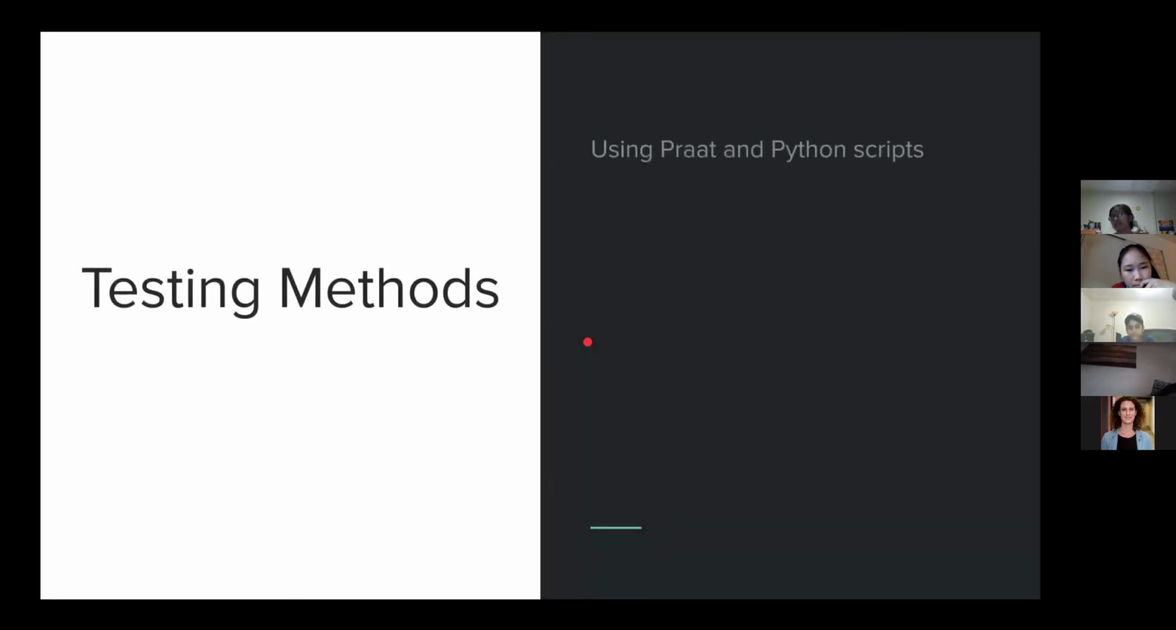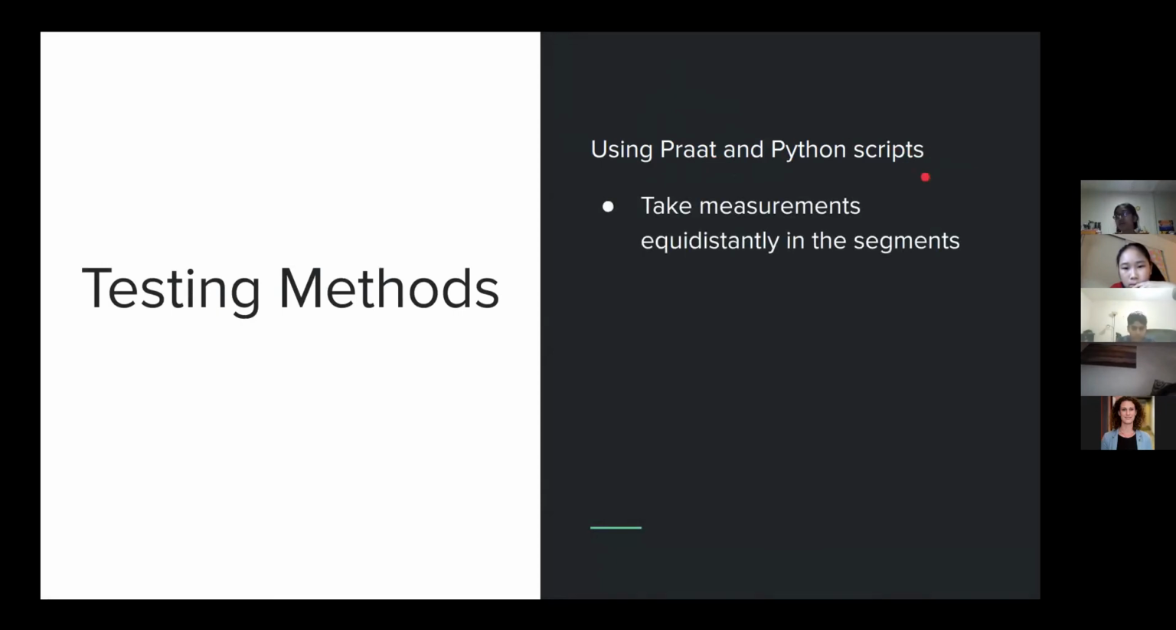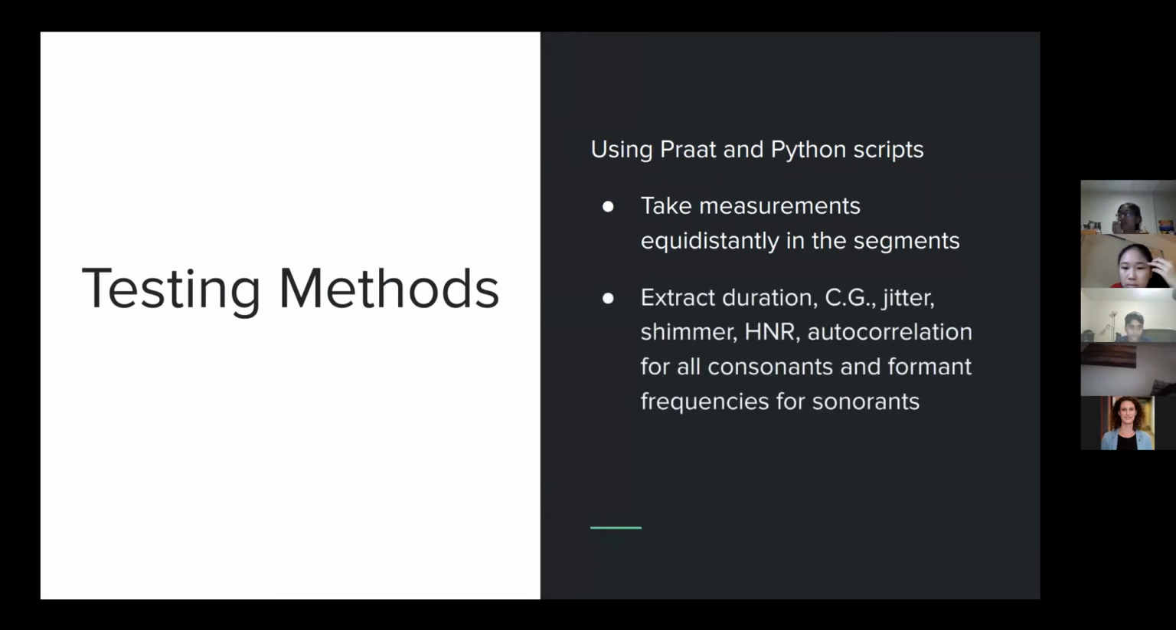So the testing methods we're using are a bit technical, and we don't need to go into all of this. Basically I'm using Praat, which is phonologist software. Most phonologists use Praat because it has a bunch of very helpful methods, and then Python scripts. We look at segments of speech and take measurements equidistantly in these segments. These are just various features.